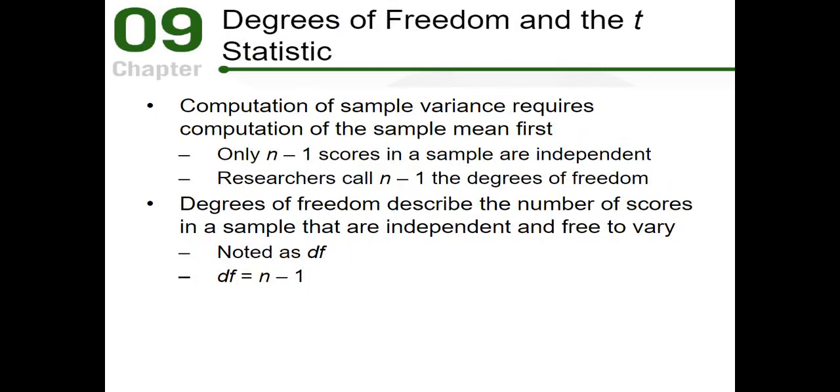We can also have computation of the sample variance, which requires computation of the sample mean first. Only n minus 1 scores in the sample are independent. Researchers would call n minus 1 the degrees of freedom. Those degrees of freedom describe the number of scores in a sample that are independent and free to vary, noted as df equals n minus 1.